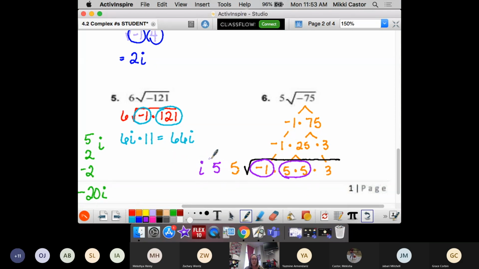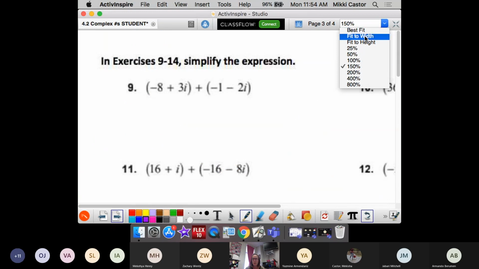On the outside, I have i times 5 times 5. So 5 times 5 gives me 25, and then we have our i on there. And inside the root, in the house, we would have a 3 left over. I'm going to pause for a second. Did that make sense? Okay. I'm going to head on to our next page.